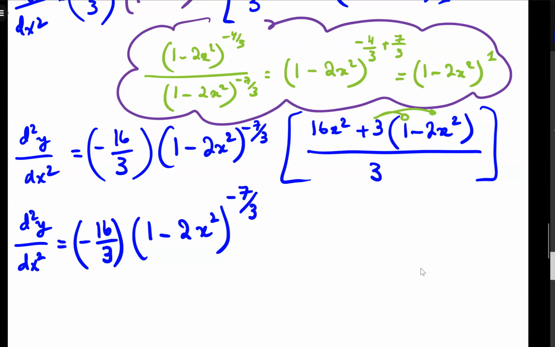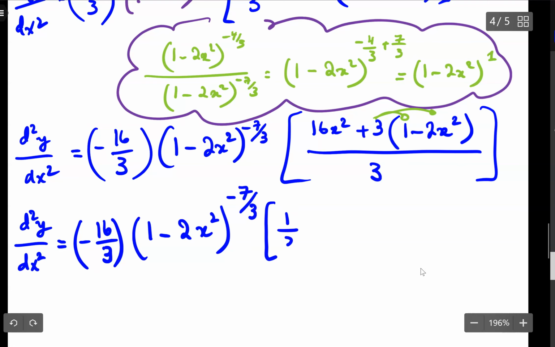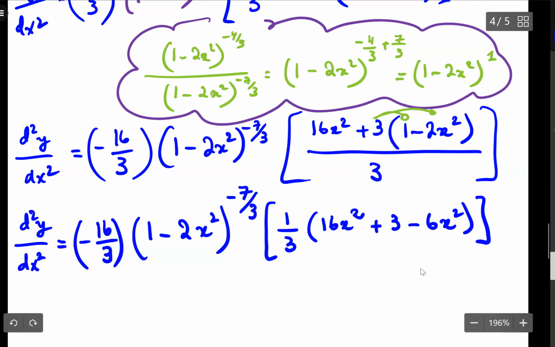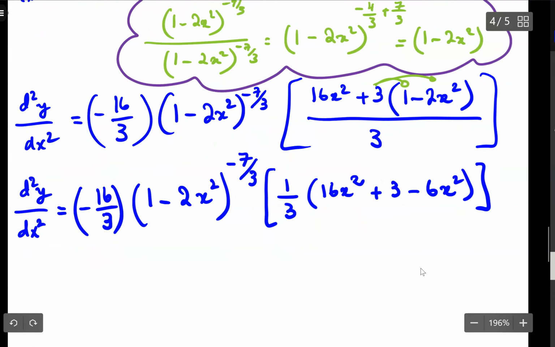So inside the bracket, I should have, okay, I will write it like this: 1/3 multiplied by 16x squared plus 3 minus 6x squared. I write it like this because I want to pull the negative 1 over 3 outside the bracket. Then I should have negative 16 over 9.